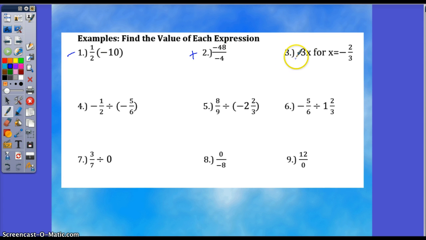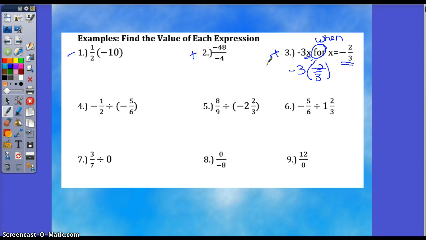For number 3, 3x for x equals negative 2/3. This word for, another word for is when. So you plug this in for x. So you get negative 3 times negative 2/3. A negative times a negative, our answer is going to be a positive.